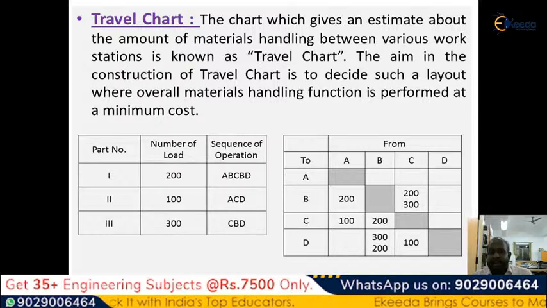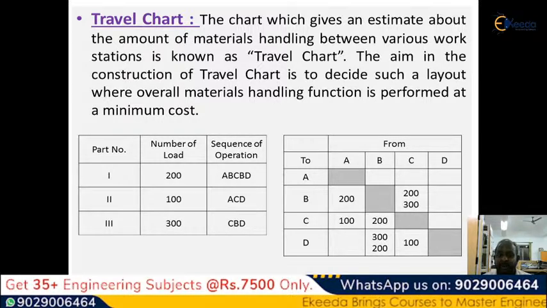So then comes the travel chart. The travel chart tells you the amount of material handling between workstations. So I have 4 working places. How much material has been transported from one place to another place. So that's the idea. I have given a simple chart here.